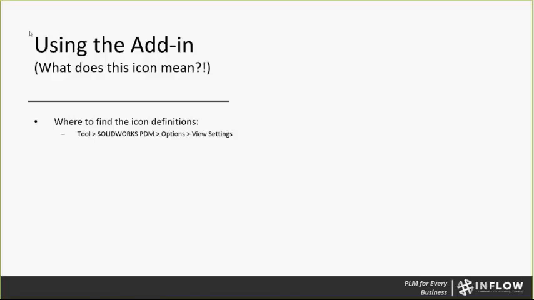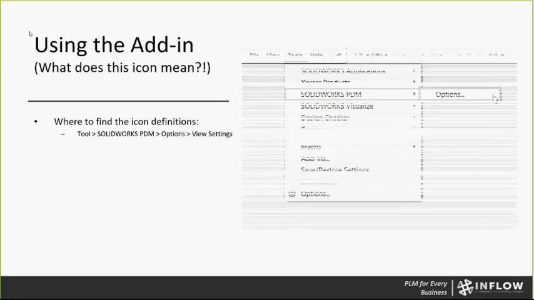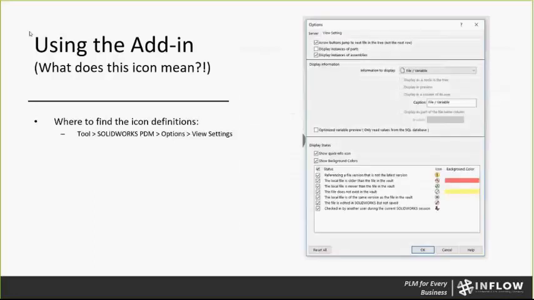So one of the questions we get a lot is, hey, where do I find that little bit about what the icons actually stand for? So to get to that information, we go to Tools, SolidWorks PDM, Options, View Settings, and then click on the View Settings tab.